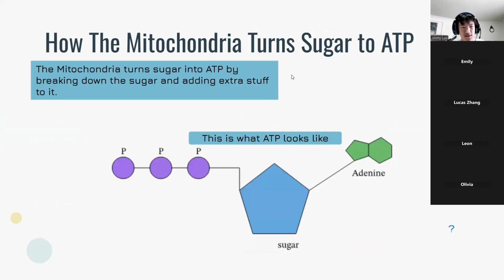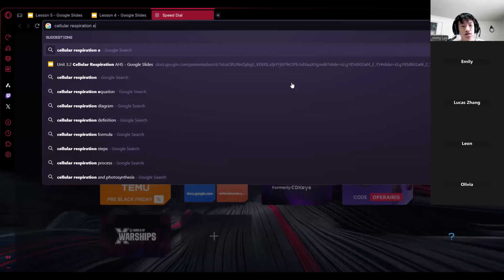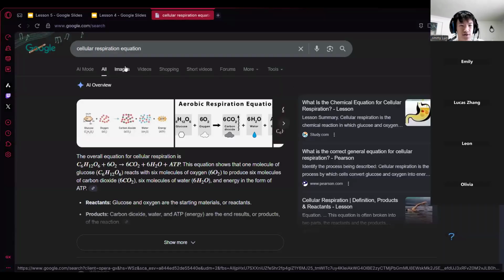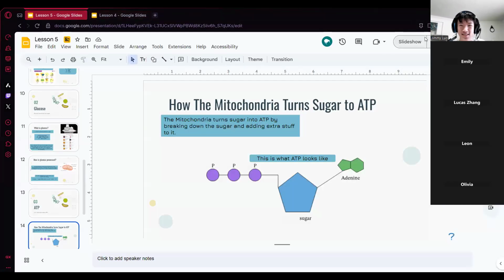Now, the thing about ATP is actually, wait, I forgot. Oh, sorry, give me 1 second. I'm not sure if my equation is outdated. Okay, never mind, it is good. Sorry about that.